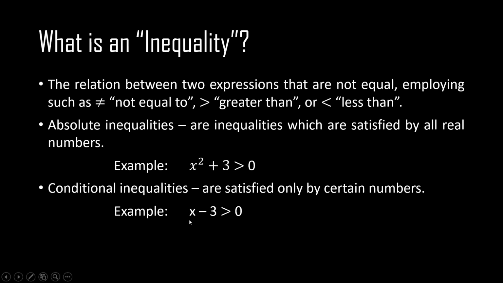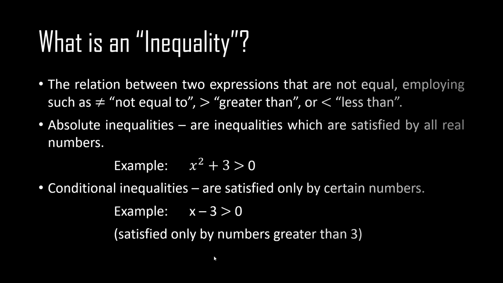If we substitute a number greater than 3, such as 4, then 4 minus 3 is 1, which is greater than 0. So the statement is true. So those are the two types of inequality, the absolute inequalities and the conditional inequalities. Note that this inequality is satisfied only by numbers greater than 3.